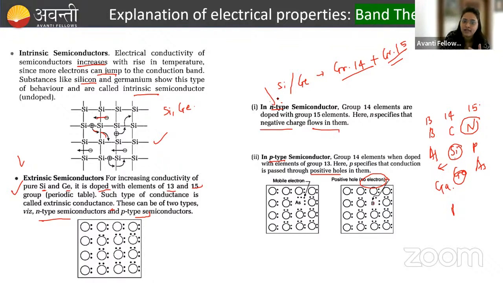And that's why it is known as n type of semiconductors. So these are p type and n type. 14 group elements are doped with 15 group, it is known as n type. If it is doped by 13 group elements, it is known as p type. Any doubt in this? Okay, let's move on to the next.